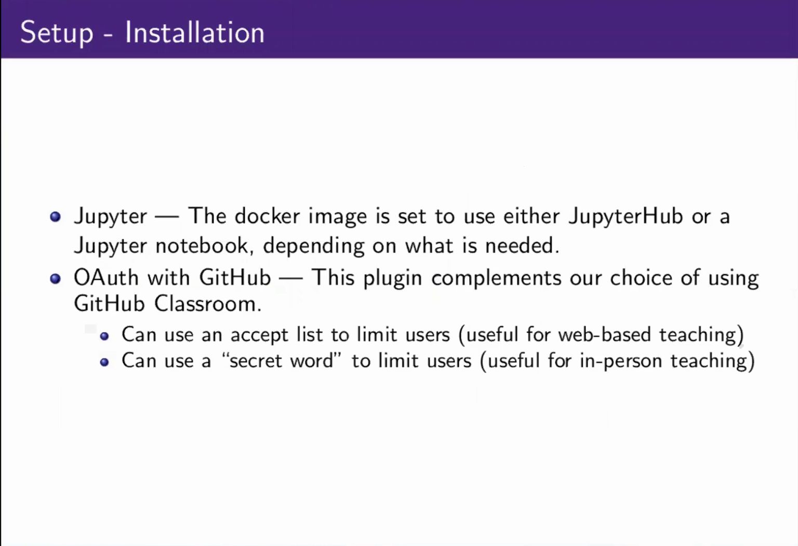The GitHub authentication can operate in two methods. You can authenticate users to your server in two ways. One, you can put a list of the users that you want to allow onto the server into an accept list, which is maintained inside the server. Alternatively, you can provide a secret word, which users can use to authenticate their own GitHub login names. This is useful in settings where you have a large number of students and you're doing a one-day tutorial, and you can't afford to take the time to update the accept list for each person in the room.